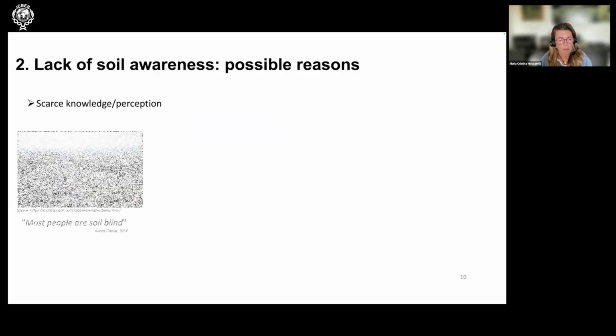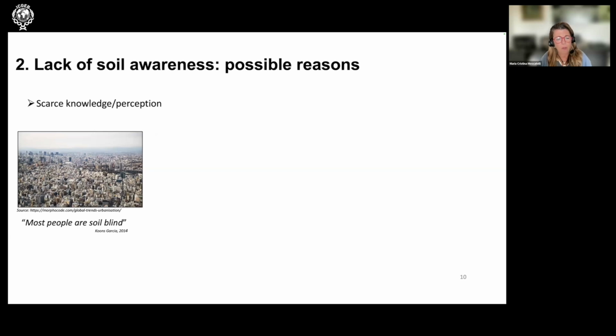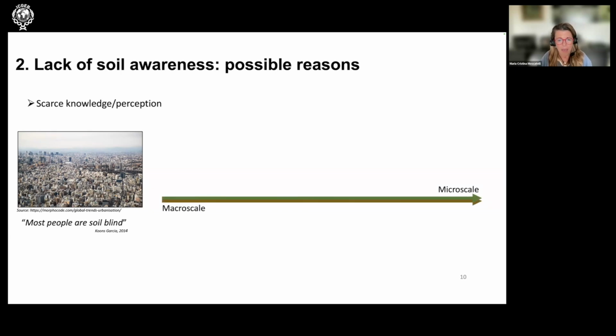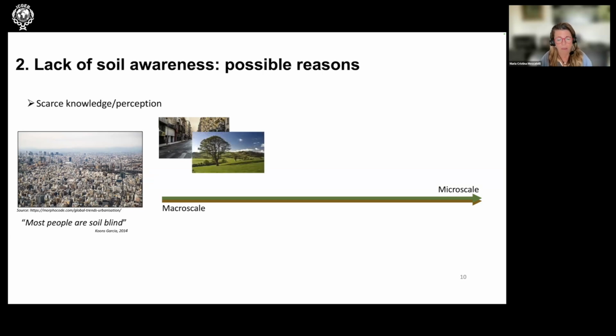We start with awareness. Kun Garcia in 2014 wrote, most people are soil blind. So actually people living in urban areas do not merely see the soil. So it is difficult to be aware of something that you don't see, that you don't perceive. And the perception changes from a micro scale to a macro scale, also in relation to how much we are involved with soil, how much we are related to soil. So starting from a macro scale, I start with the example that I already gave to you. People in urban areas do not see the soil, they do not perceive its presence.